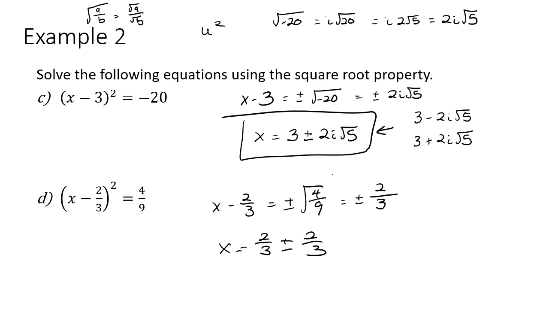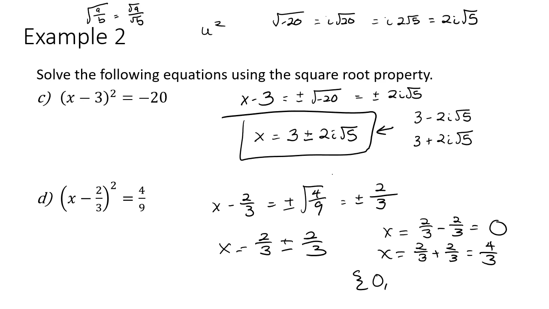So our first answer would be x is equal to 2/3 minus 2/3, which would just give us 0. Your other answer would be 2/3 plus 2/3, which would give us 4/3. So our solution set here, our two solutions, are 0 and a positive 4/3.